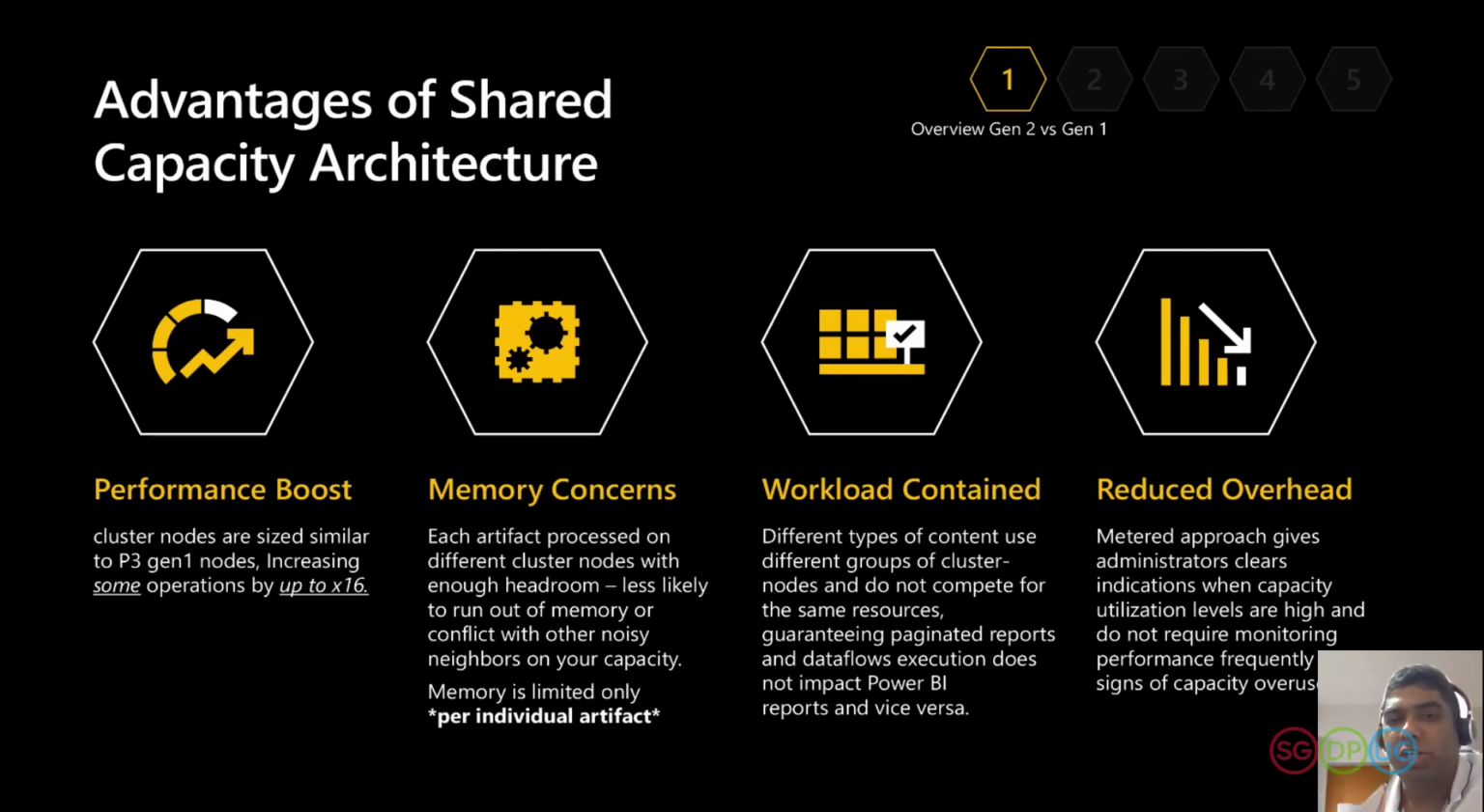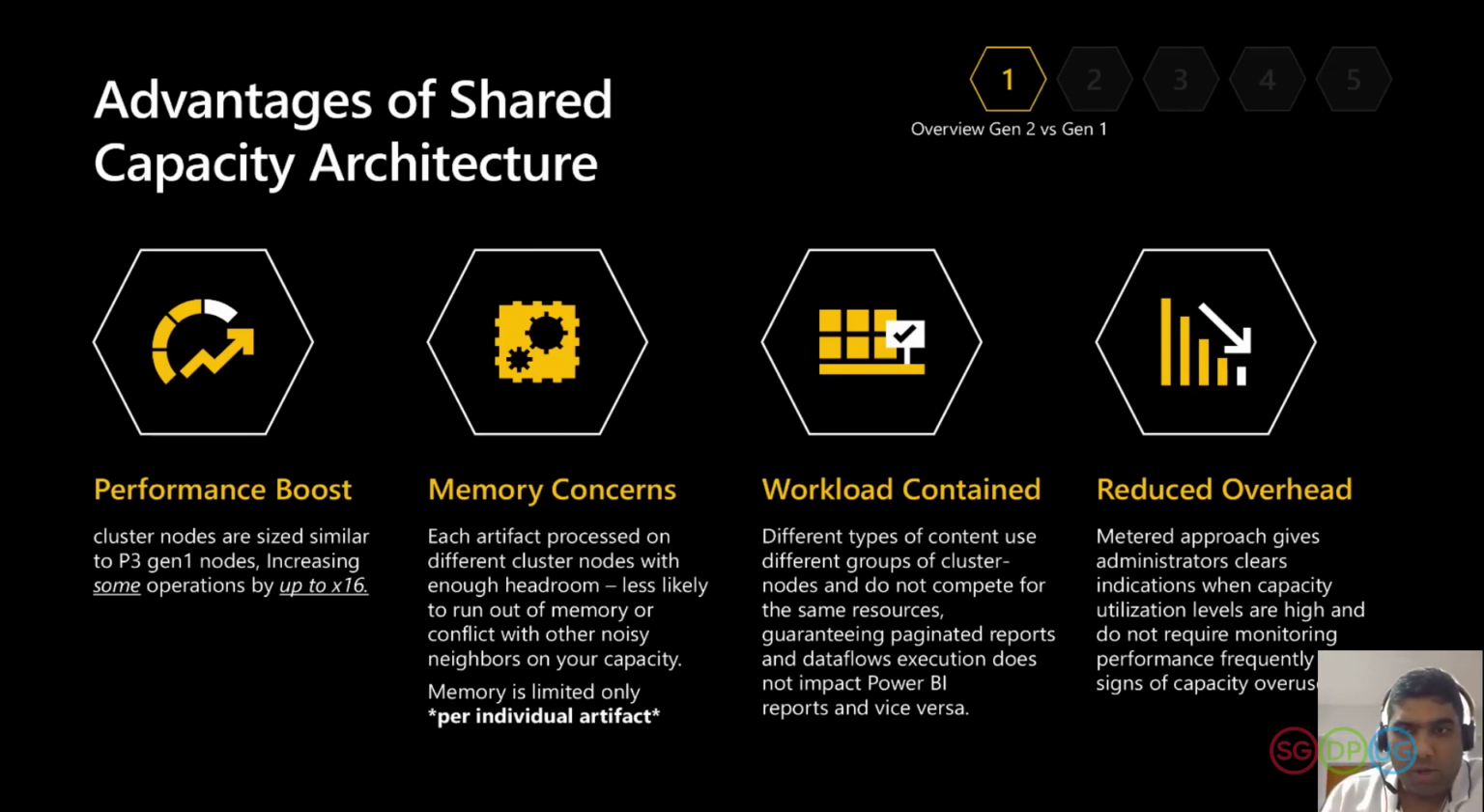Now, in Gen 2, everything is taken care of by the system. All of these workloads do not run on the same machines. They run on different machines. Your background refresh will run on a different machine, your reports run on a different machine, and AI related workloads run on different machines behind the scenes, so that they don't compete with each other, and you need not go and allocate resources through the Power BI admin portal. Everything is taken care of for you, which is again much cleaner and easier.